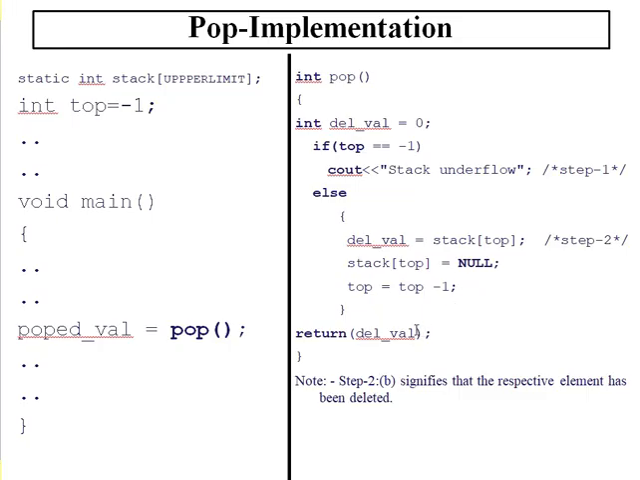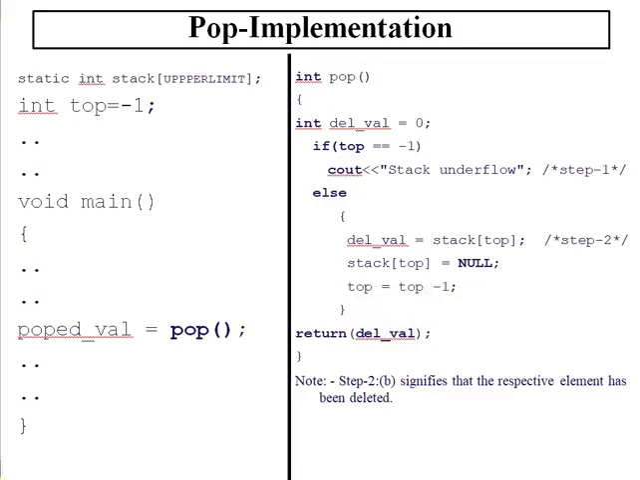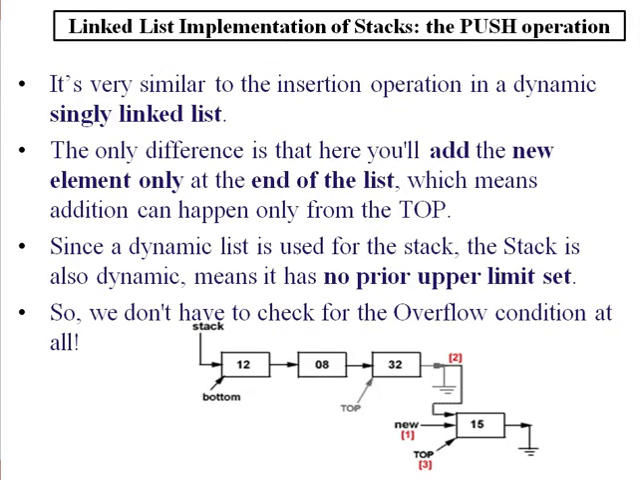So and finally we should return that variable. So this is how we can implement the pop operation. So this is the implementation of the stack using linked list.